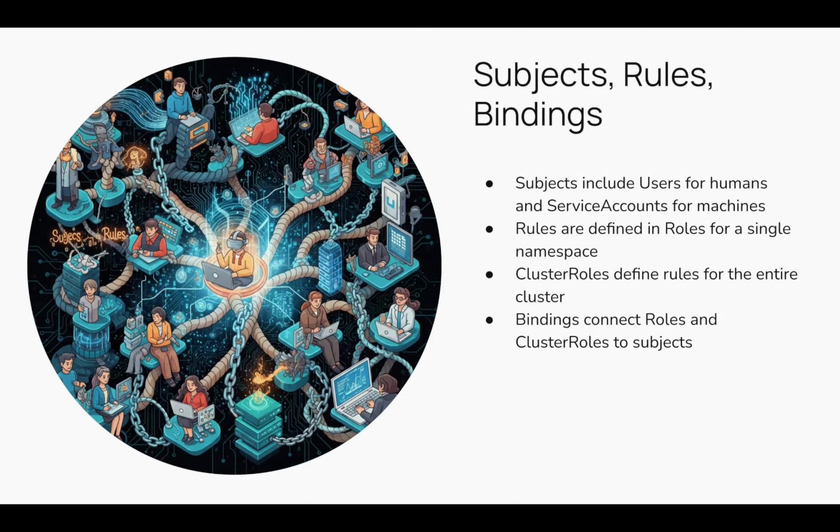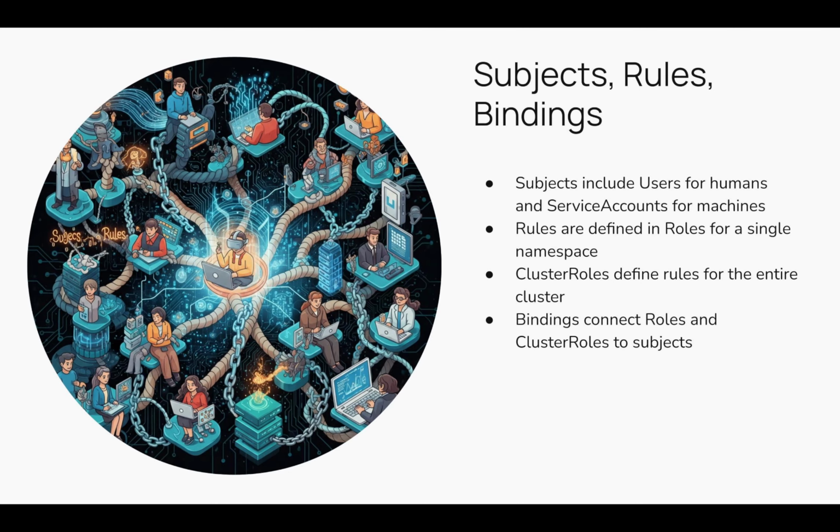But what if you need to grant permission to cluster-wide resources like nodes, which don't belong to a namespace? Or what if you want to define a set of permissions once and apply it to many namespaces? For that, we have the cluster scoped equivalent. A cluster role is just like a role, and its permissions are not tied to a single namespace. And a cluster role binding binds a cluster role to a subject across the entire cluster. The key takeaway here is roles define what you can do, and bindings define who can do it.